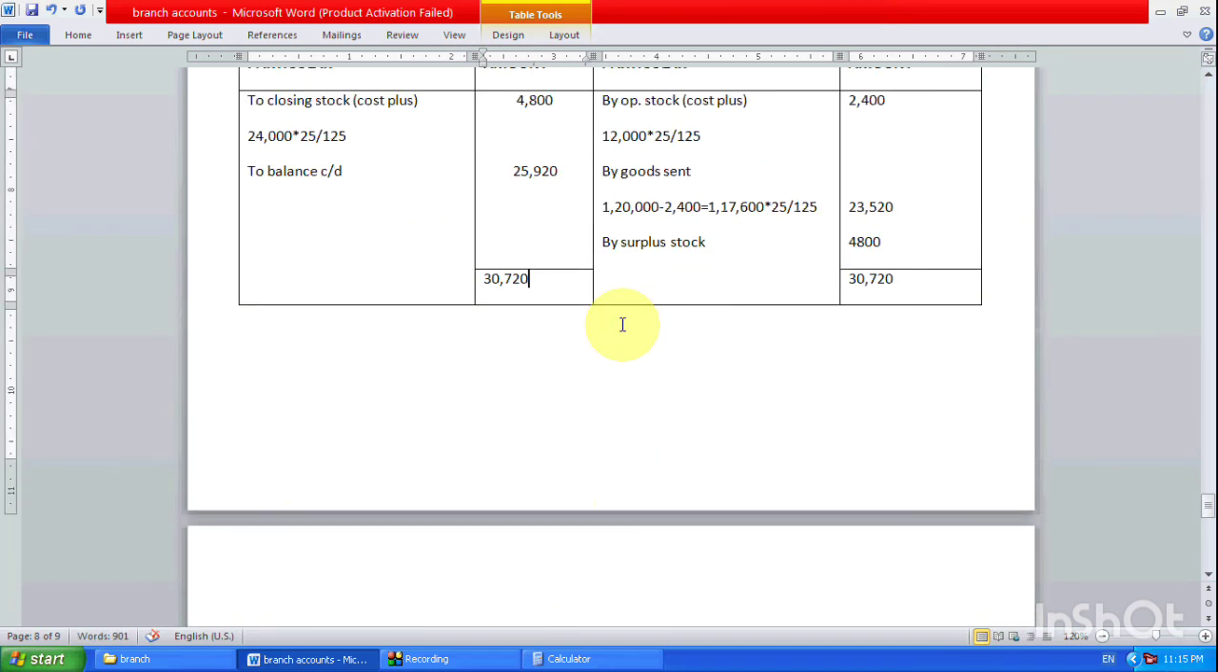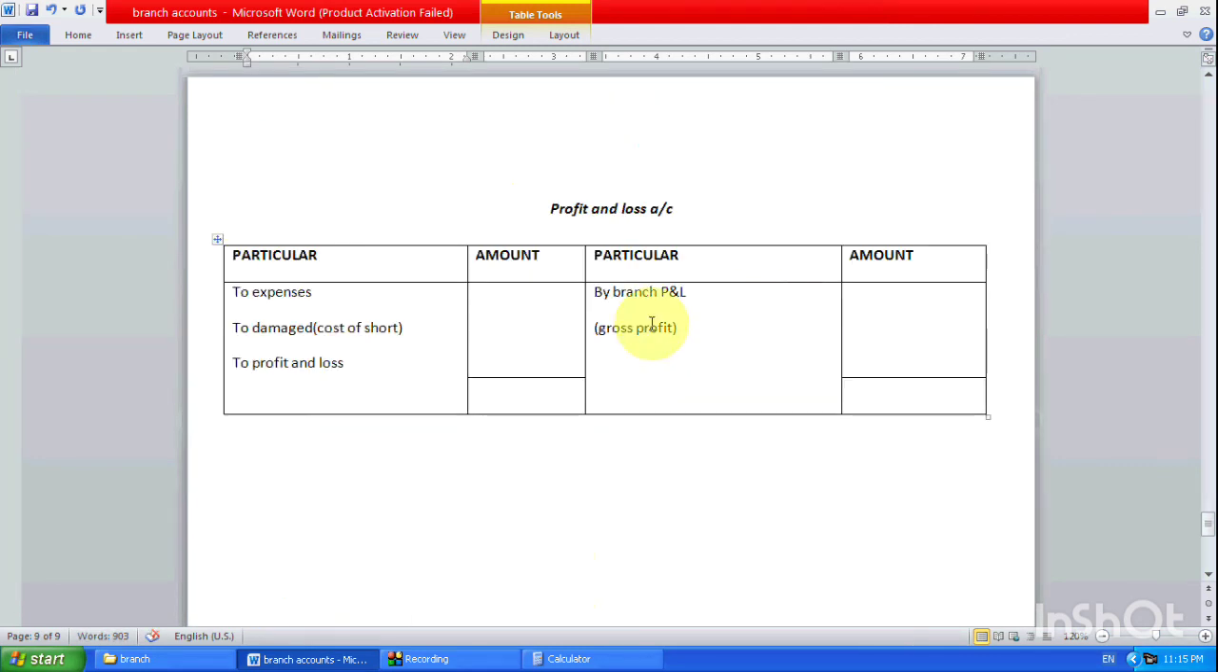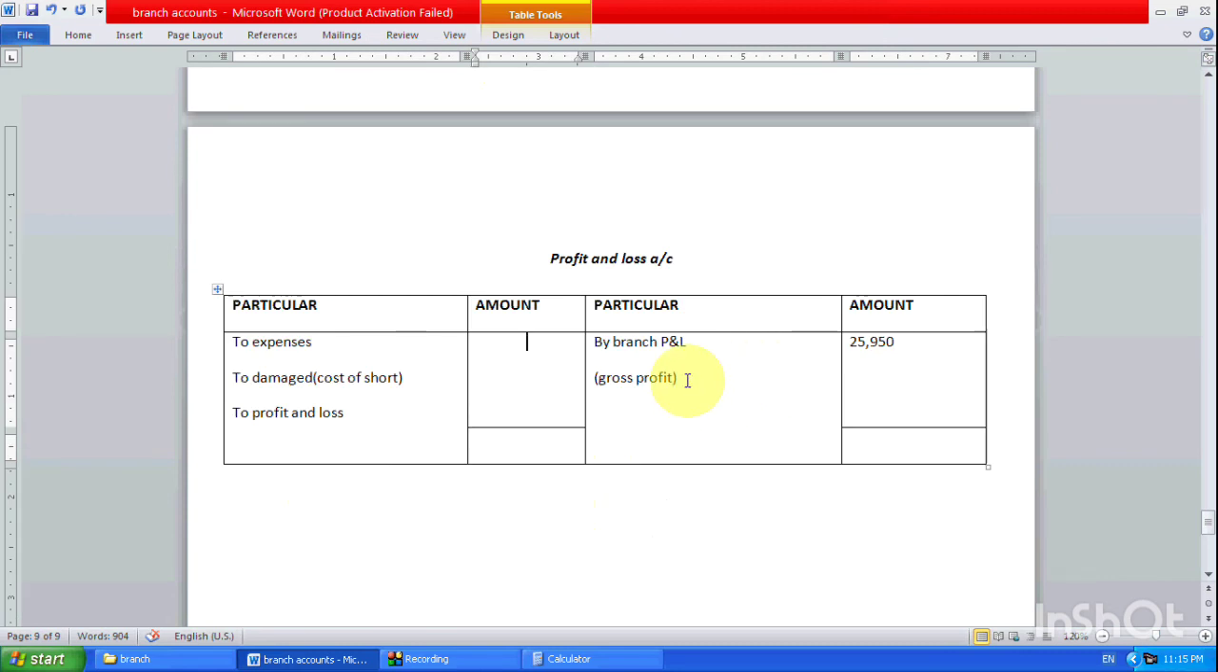Now after branch adjustment we have to prepare the branch profit and loss account. Here you can write gross profit also. In profit and loss, net profit also you can write, no problem. See, first in profit and loss, how much gross profit is there? 25,920 is the gross profit. Here expenses, how much are the expenses? In the expenses account 18,800 is the expenses.